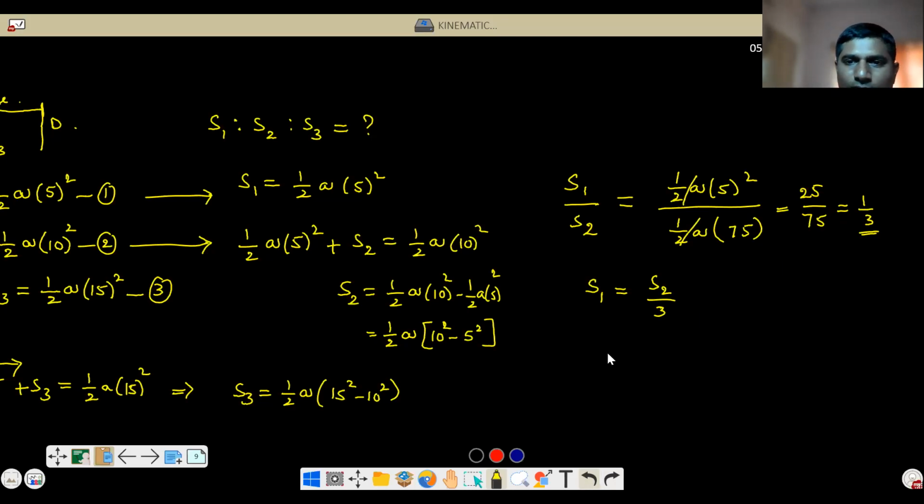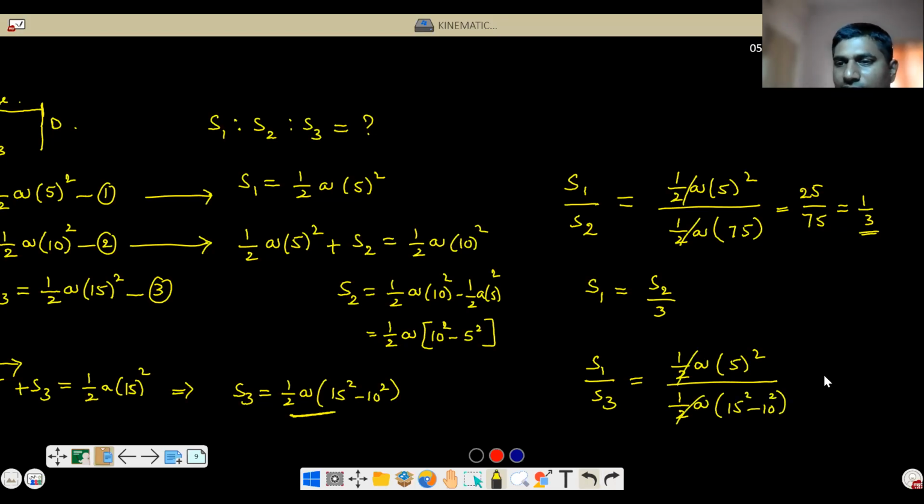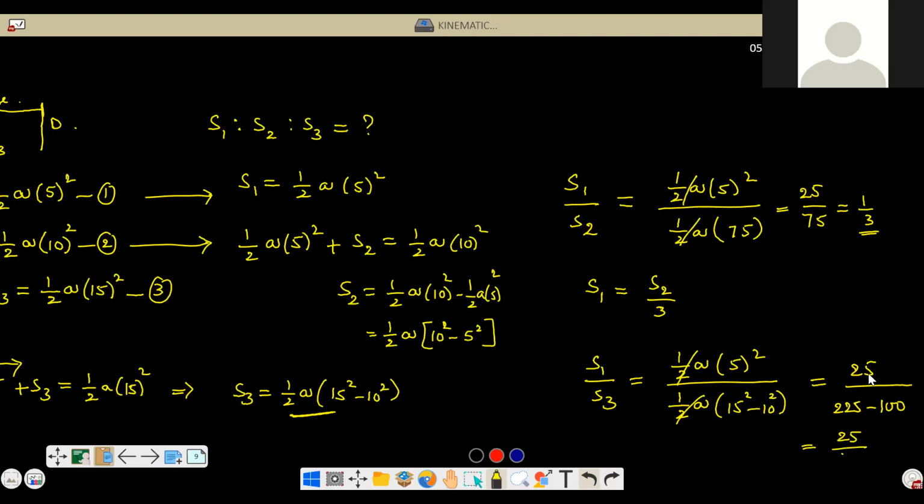Same way, what is S1 by S3? Half A into 5 square, divided by S3, which is half A into 15 square minus 10 square. Half A gets cancelled. 5 square is 25 by 15 square minus 10 square, 225 minus 100, so that is 25 by 125, which is 1/5.